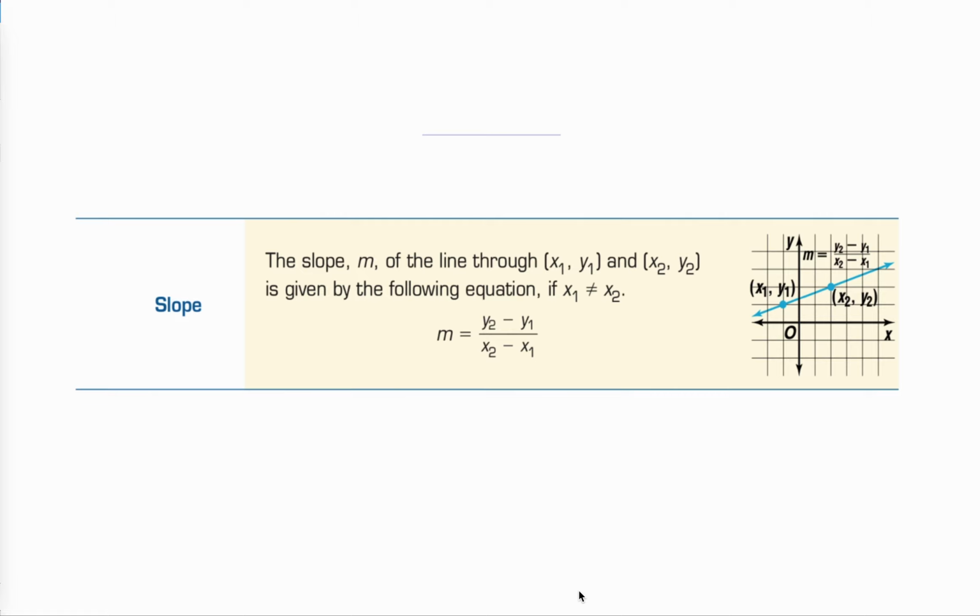The slope m of the line through x1, y1, and x2, y2 is given by the equation y2 minus y1 over x2 minus x1, assuming that x1 and x2 are not equal to each other, because in that case you have a vertical line, which has no slope. The slope is undefined. It doesn't matter which point you pick to be x1, y1 and which you pick to be x2, y2, as long as you keep your 1's together and your 2's together.